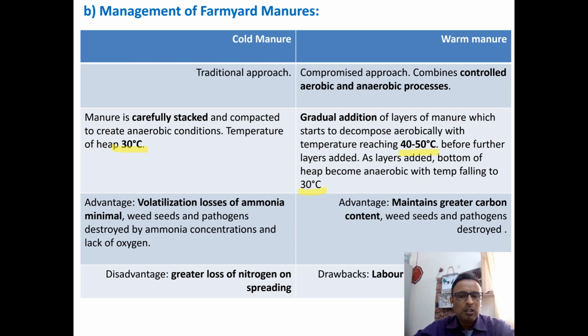Now, these warm manure approaches are advantageous in maintaining greater carbon content. Weed seeds and pathogens which are present get killed inside these heaps because of the higher temperature. Now, weed seed killing is also very effective in cold manure, so this advantage is the same in both approaches. But warm manure generation is a bit tedious as compared to cold manure, as it is more labor intensive.